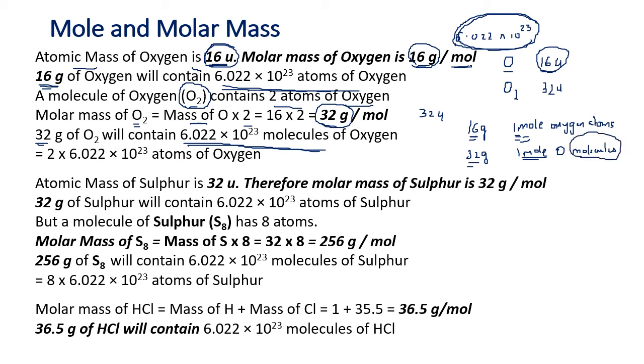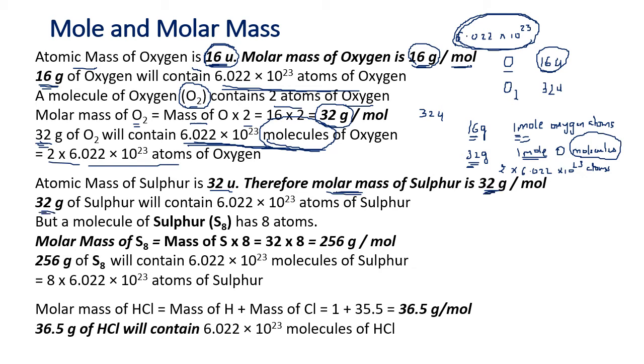This number of molecules. But every molecule has 2 atoms. So 32 grams will have 2 into 6.022 into 10 raised to 23 atoms. So this is very important. If you take 32 grams, you get this many molecules. But every molecule has 2 atoms. So if there are this many molecules, how many atoms will there be? 2 into this many atoms. Now atomic mass of sulfur is 32 units. So the molar mass, meaning the mass of 1 mole, will be 32 grams.